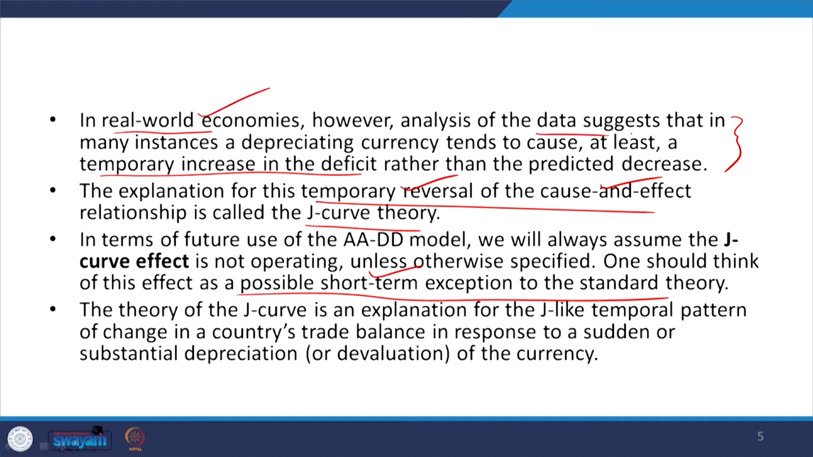The theory of the J curve is an explanation for the J-like temporal pattern of change in a country's trade balance in response to a sudden or substantial depreciation of the currency. So, it is a J-like temporal pattern. J is like this. Initially the current account falls, then it responds with an upward movement at a later stage. So, the J curve explains the temporal changes, basically over a time period, and its implications.